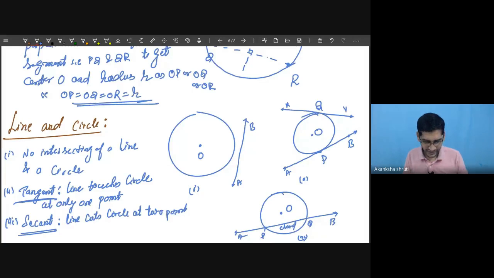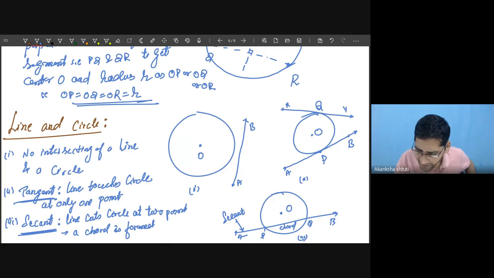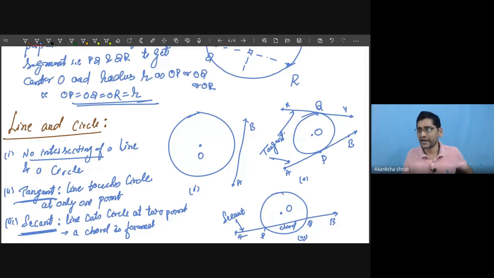We will learn more about this tangent in our class 10. So only these are the few more definitions that we have to understand. Wherever a secant is formed, a chord is formed by the secant. Students, keep in mind, this line is called a secant. This line which is touching at only 1 point, or even this line, is our tangent. But for the first case, there is no relation between circle and this line. These are non-intersecting line and circle.